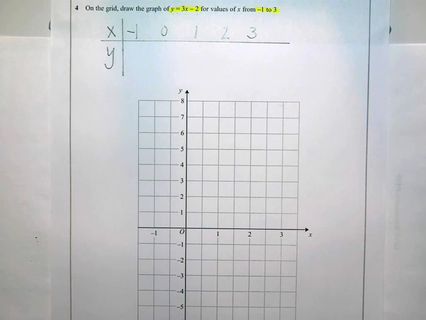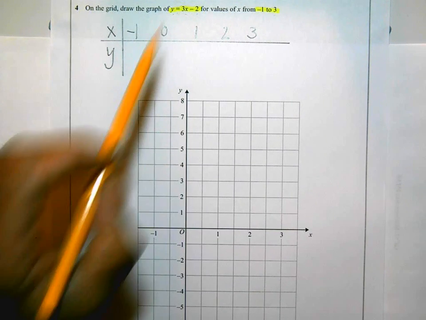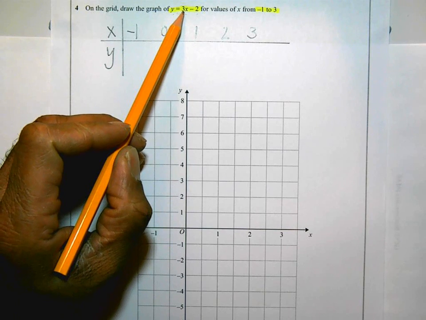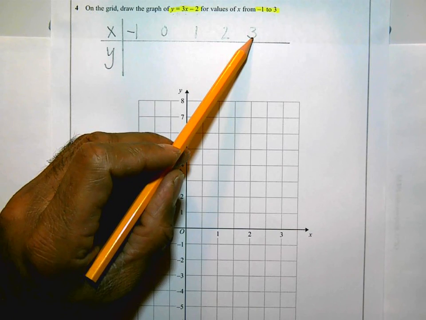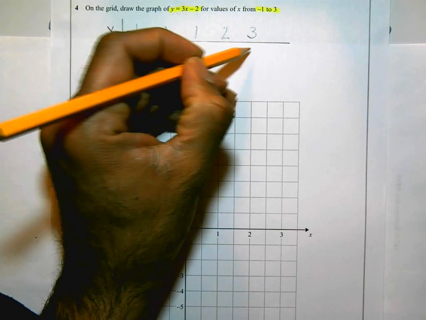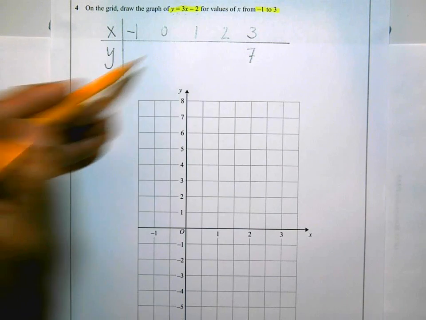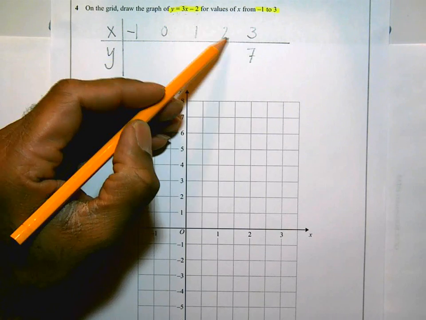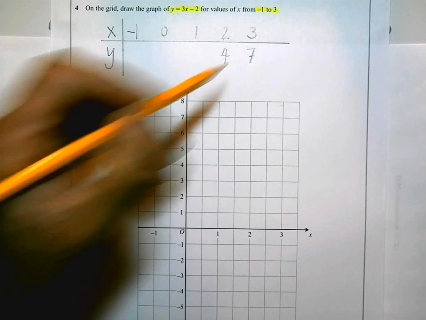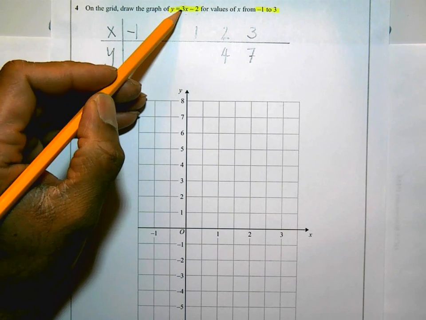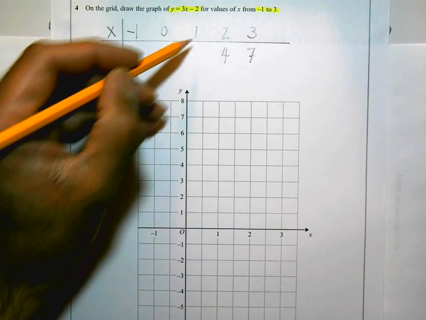Okay, so those are my values, and now I need to work out the y values. Now remember, it said y is 3 times whatever x is, and then take away 2. So 3 times 3 is 9, 9 take away 2 is 7. 2 times 3 is 6, take away 2 is 4. 1 times 3 is 3, take away 2 is 1.